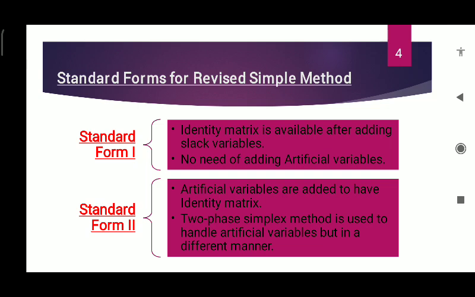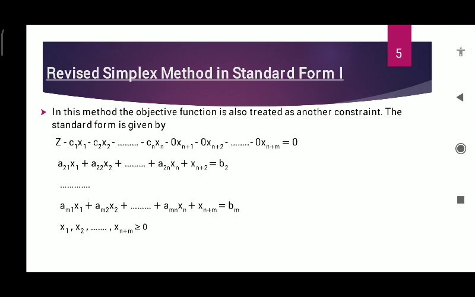What is standard form 1? Standard form 1 is a method of revised simplex in which we form the identity matrix after adding a slack or surplus variable only. No need to add artificial variables. Whereas in standard form 2, the artificial variables are added to have the identity matrix, and then the two-phase simplex method is used to handle artificial variables, but in a different manner. Now we are going to see the revised simplex method in standard form 1.